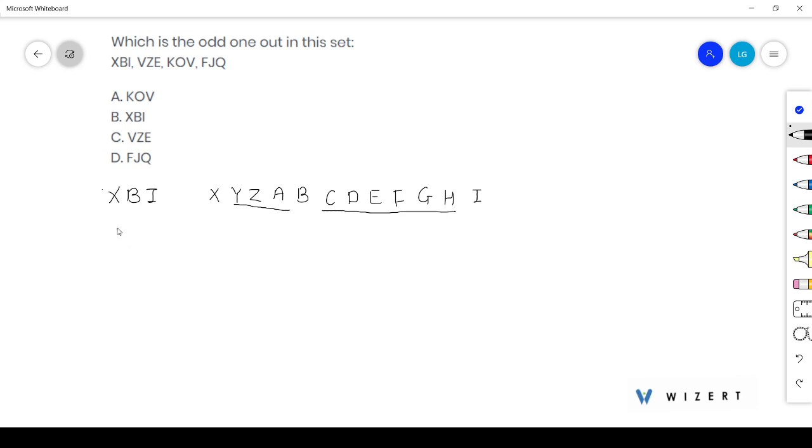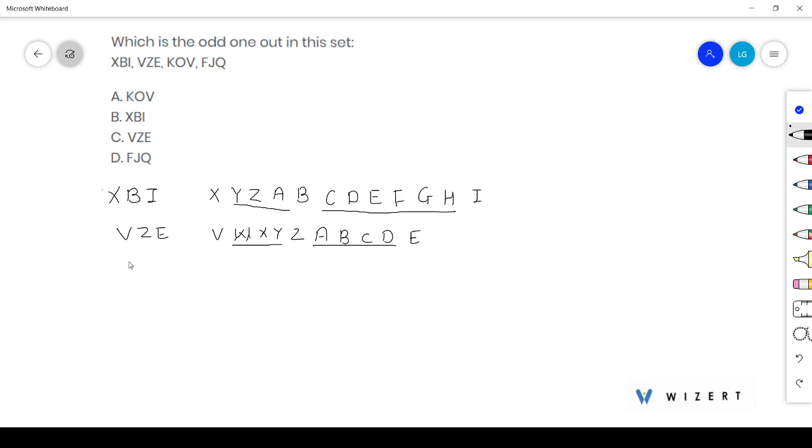Now let us check the next one, VZE. If the same pattern will come, then this is in that group. Now first V is there. After V, if we check W, X, Y, then Z will come. Means 3 letters in between V and Z. Then if we start from A again, then after Z, A, B, C and D, and then E will come. So in between Z and E, 4 letters will come.